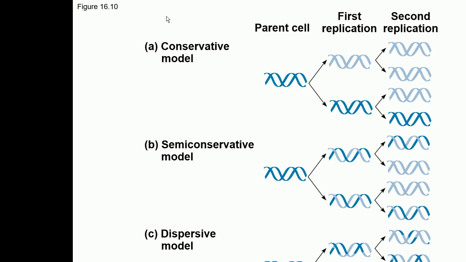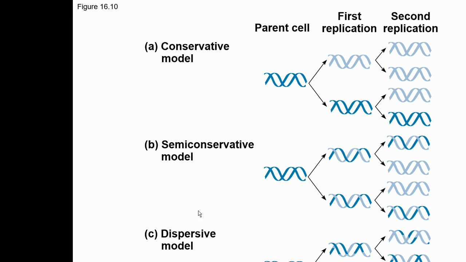So there were different models at that time. First is the conservative model, then the semi-conservative model, which was given by Watson and Crick, and the dispersive model. According to the conservative model, which was given by another group of scientists, when two molecules of DNA are formed from one molecule of DNA, one molecule is totally new and one molecule is totally old. That's the conservative model.